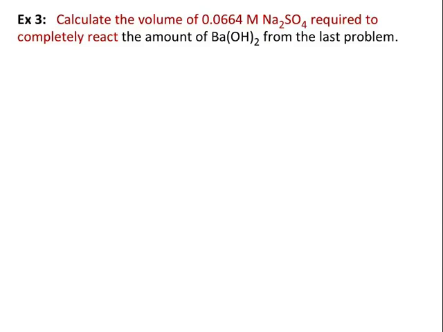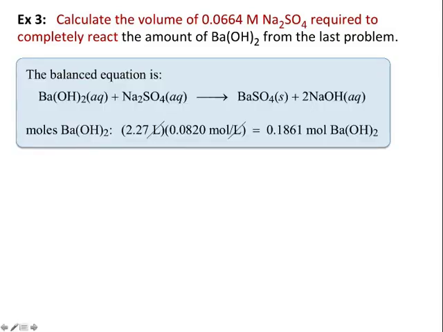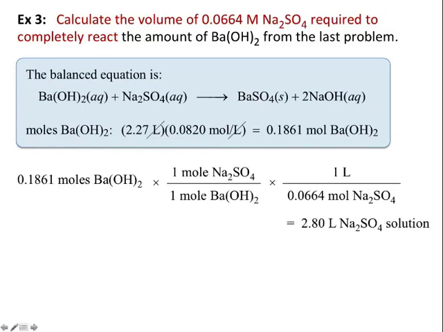Now let's take this another step. In the last problem, the barium hydroxide was the limiting reagent, and we had excess sodium sulfate. Well, say you wanted to put an exact ratio of these two compounds together so that you didn't waste any of it. This is called a stoichiometric ratio in chemistry. If you have that amount of barium hydroxide from the last problem, and remember that was 0.1861 moles of barium hydroxide, now you can take the moles of one reactant, barium hydroxide, and convert it to the moles of the other reactant, in this case, sodium sulfate.